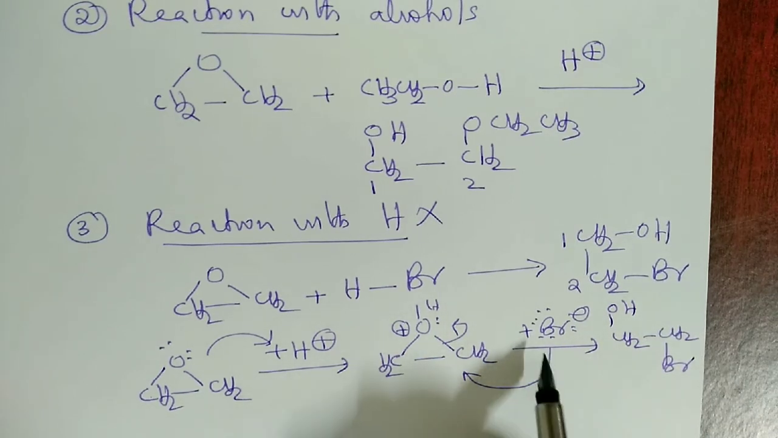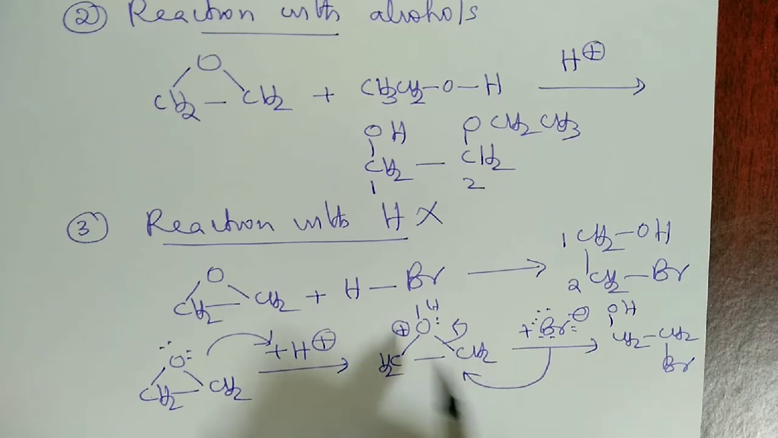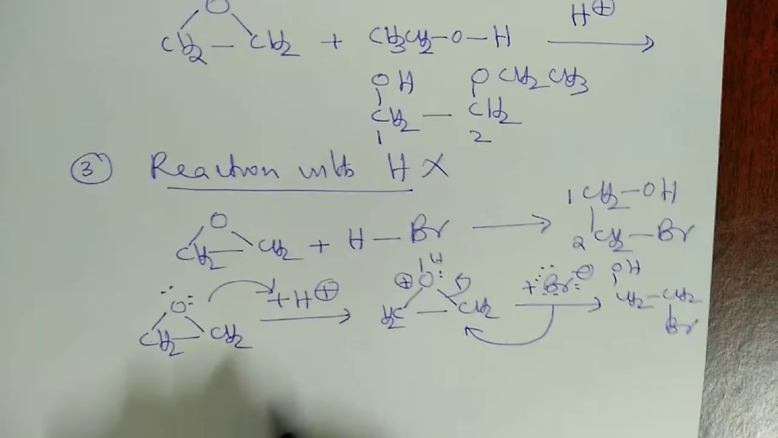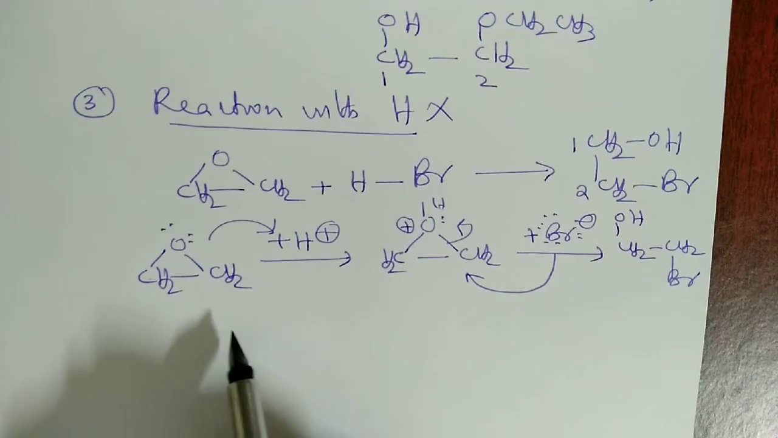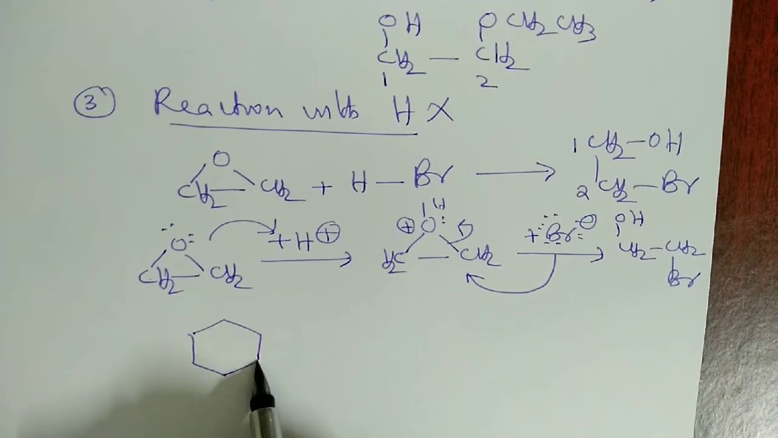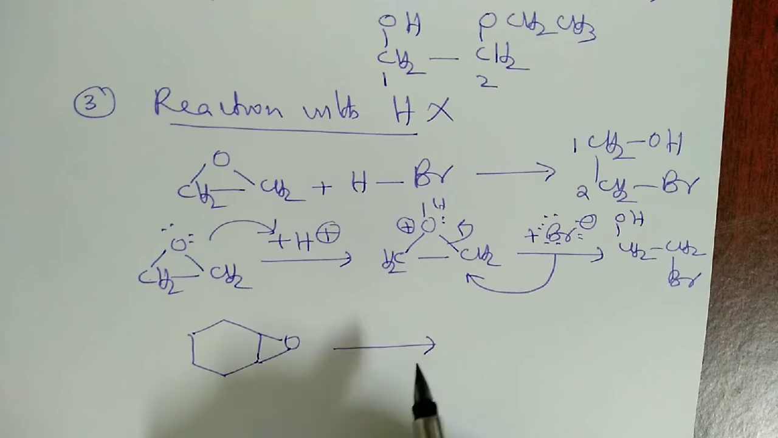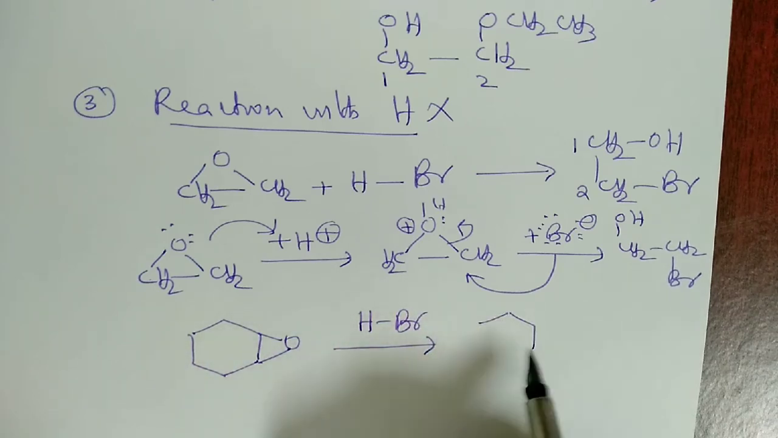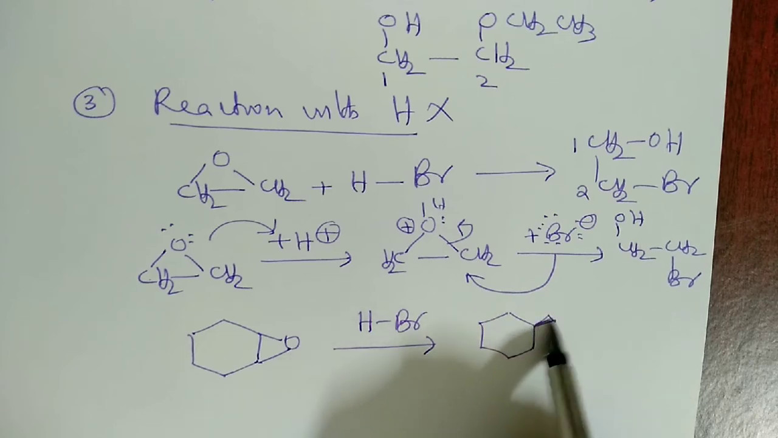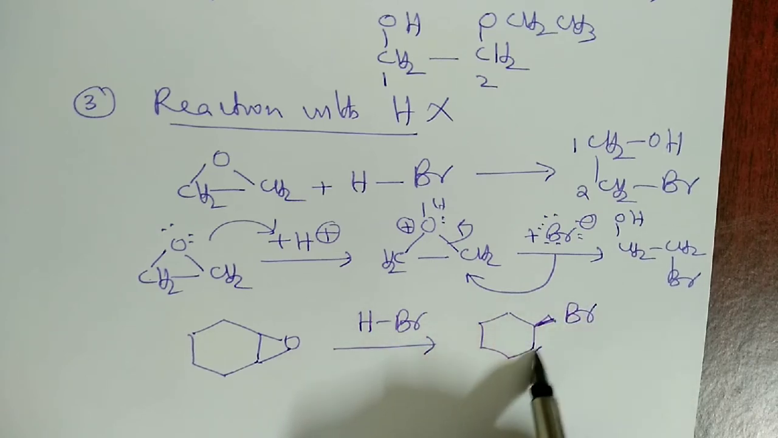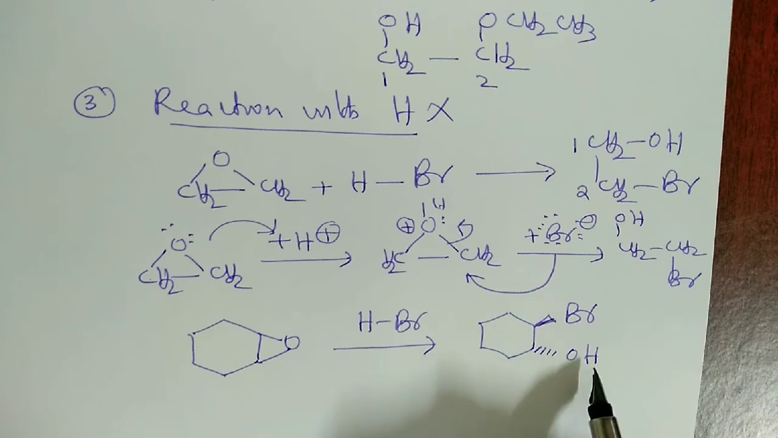The addition of a bromide ion takes place from a side opposite to oxygen atom in the oxonium ion. So in the case of cycloalkene oxides, trans isomer is formed. It is a trans 2-bromocyclohexanol.